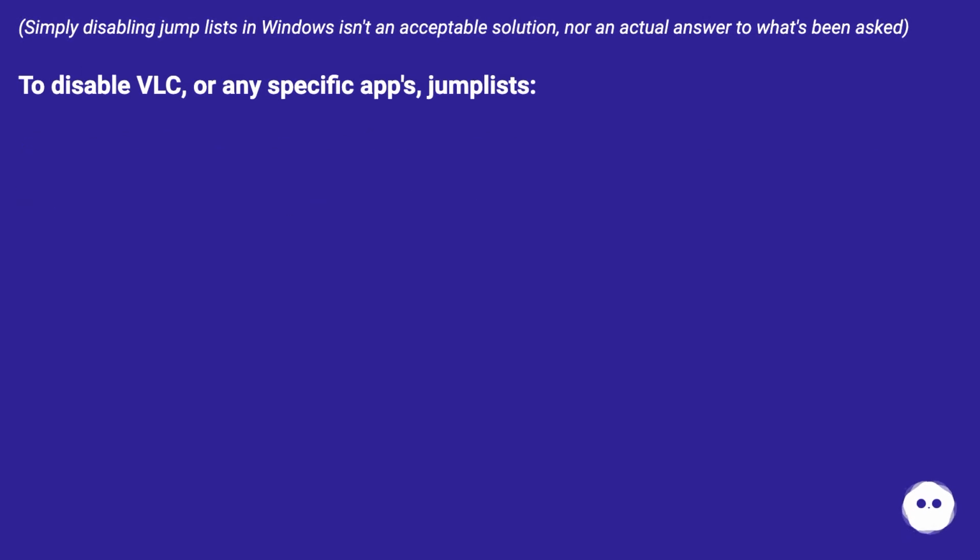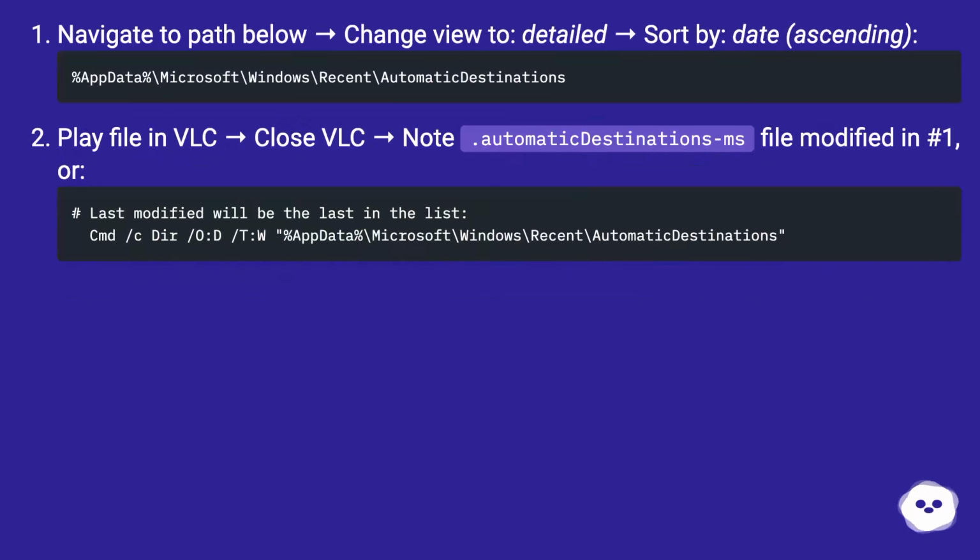Simply disabling jump lists in Windows isn't an acceptable solution, nor an actual answer to what's been asked. To disable VLC, or any specific app's jump list, navigate to the path below, change view to detailed, sort by date, ascending.